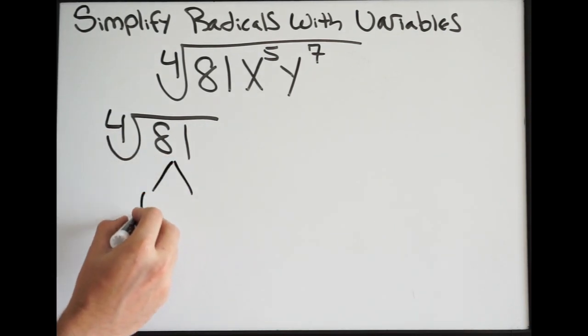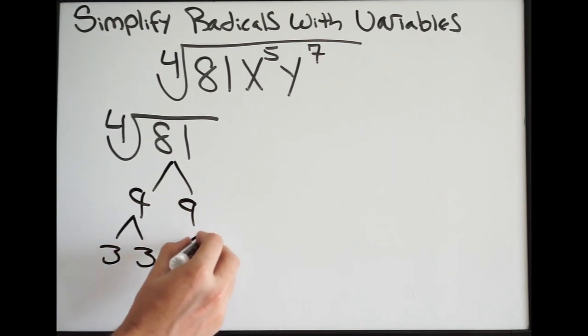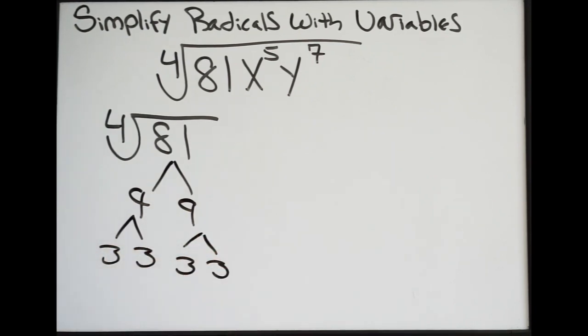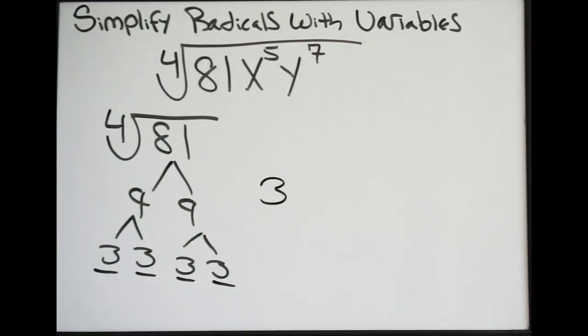So again, the only difference here is that now we need 4 of the same number in order to pull it out. So breaking this down, we get 9 and 9. This will give us 3 and 3, 3 and 3. So I have it down to its prime factors. Notice how this works out. I have 1, 2, 3, 4 3's, meaning I have enough for 1 to come out. So we can rewrite this the following way. It's just going to be 3. So the fourth root of 81 is 3. Okay?